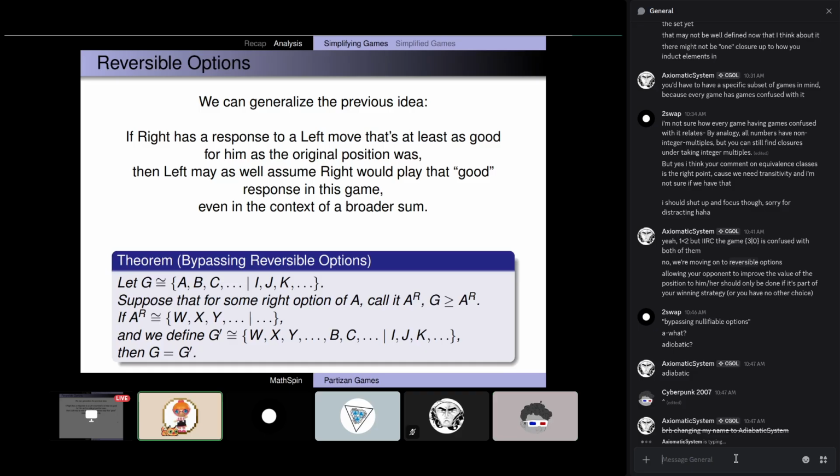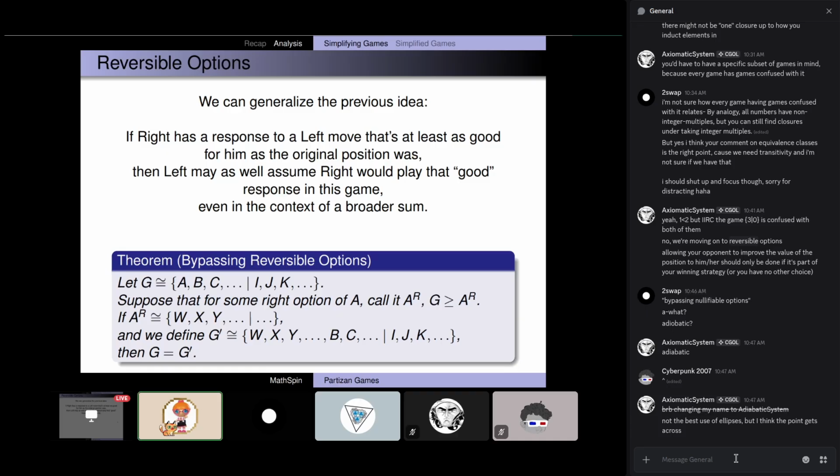Yeah, and in some broader sum. The subtlety that I'm not emphasizing here is that hypothetically right could have a lot of great responses that are better than G for right, and we just need to pick one of them. This is saying, if there's at least one great response, we may as well assume that left would only consider moving 2 steps down the line. It doesn't matter which AR we pick. There could be many.